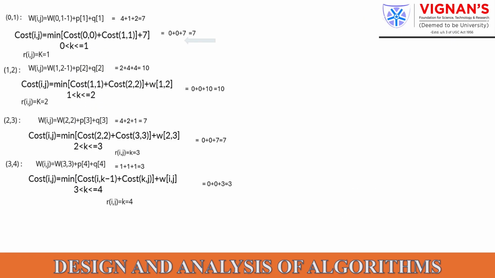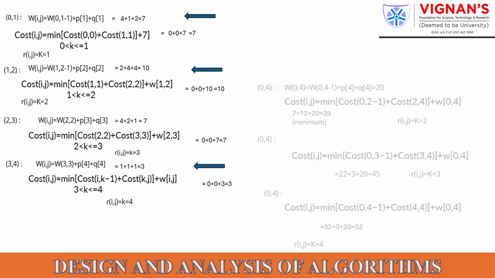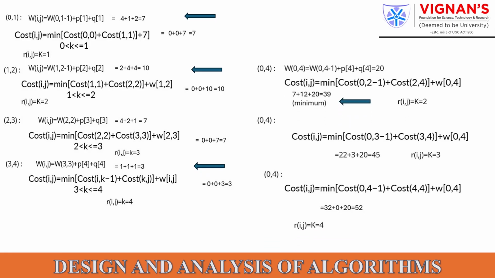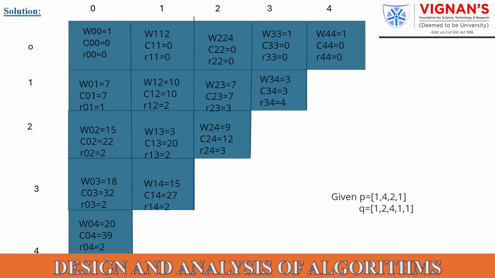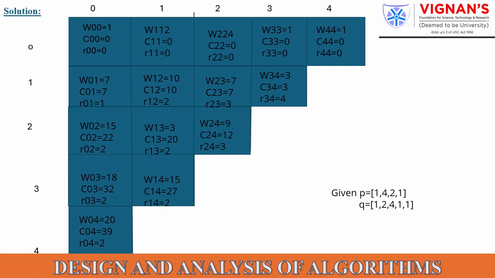Calculating the values of 0, 1 and 1, 2 and 3, 4 like this for all the values, and taking the minimum cost values of R of I, J means the k values. Using these probabilities, dynamic programming is applied. For each subproblem, we try every key as a possible root and compute the cost using the recurrence relation. The root that gives the minimum cost is stored in the R of I, J table.